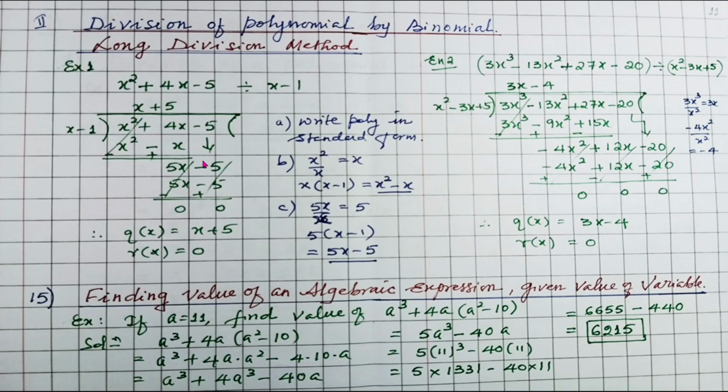So follow the same procedure. We have to eliminate 5x here. To eliminate 5x, multiply x with plus 5. So plus into 5 into x becomes plus 5x here, and minus into plus becomes minus 5 on the 5.